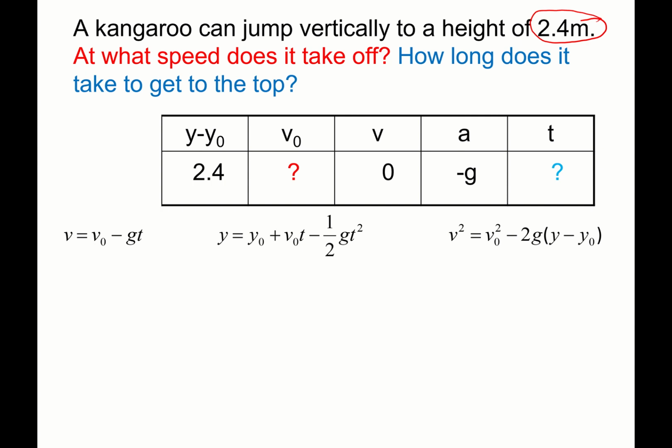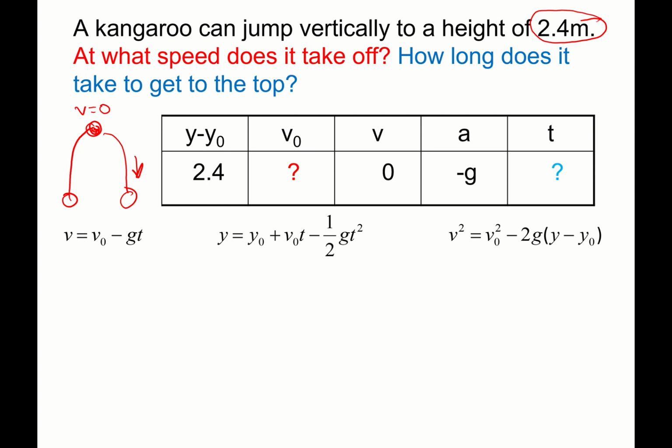I put in a 0. Why did I put in a 0? Well, when I have something that goes up in the air, so if you throw a ball up in the air, it goes up, it slows down, and when it reaches the top, v is equal to 0. And then it turns around and goes back down again, and then it speeds up in a negative direction.